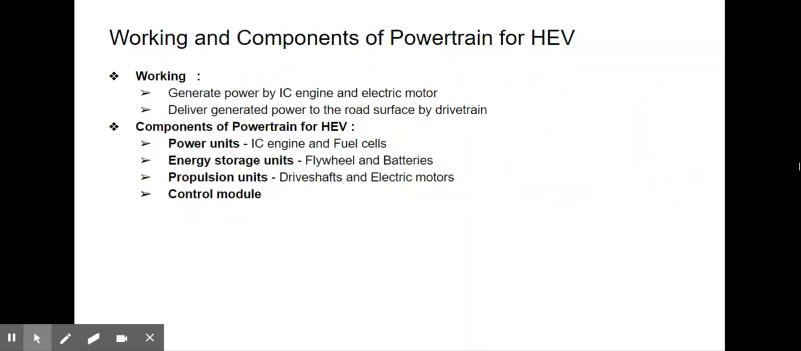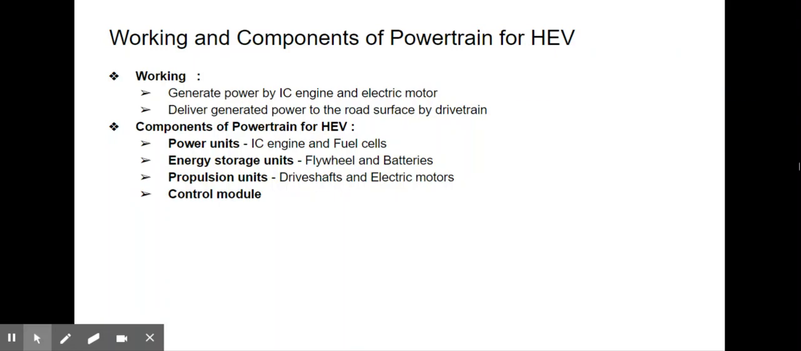Our next topic is the working and components of the powertrain for hybrid electrical vehicle. In this we discuss the working of the powertrain first. The powertrain mainly has two works. First, it generates power, which is generated by the IC engine and electrical motor. Second is to deliver the generated power to the road surface, which is done by the drivetrain.